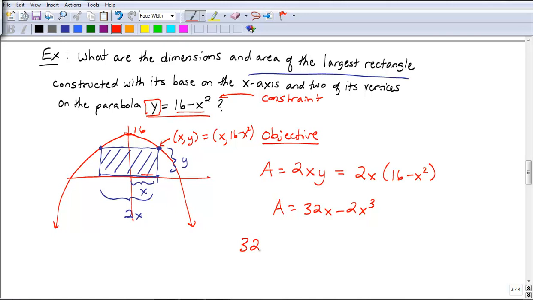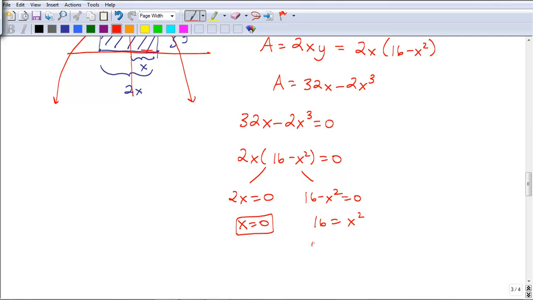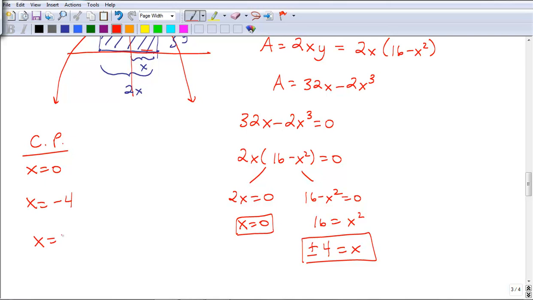So I set it equal to 0. And so I solve this, I factor out a 2x, and I get 16 minus x squared equals 0. So either 2x equals 0, which means x equals 0, or 16 minus x squared is 0, which means that x is plus or minus 4. Those are my critical points. I got 0, negative 4, and 4.